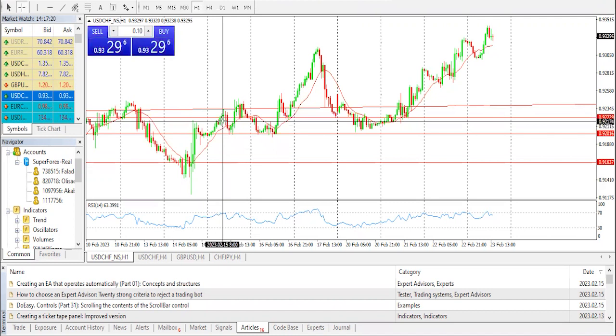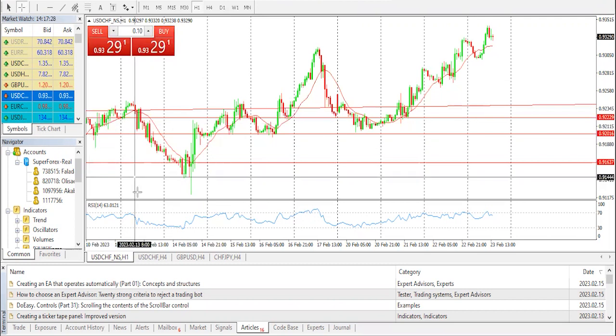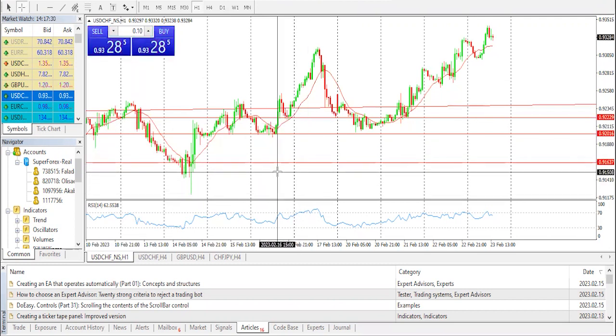Today, we shall be looking at technical analysis on the currency pair USD/CHF. And first, we'll be talking about fundamental analysis before we move right down to technical analysis, which is purely what we'll be seeing on the chart.